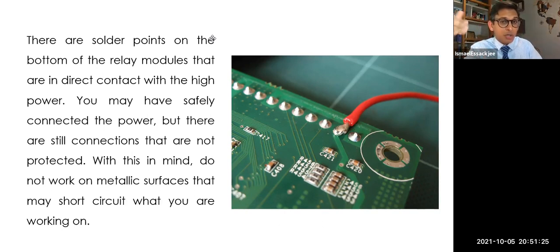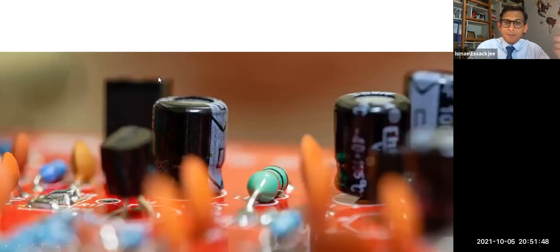We are going to see why we need to wait. Then you can intervene. Make it a safe way for you to work. You may have safely connected the power, but there are still connections that are not protected. With this in mind, do not work on metallic surfaces that may short circuit what you are working on. Even your hand may short circuit a component or the tracks. So be careful whenever you are working with that.